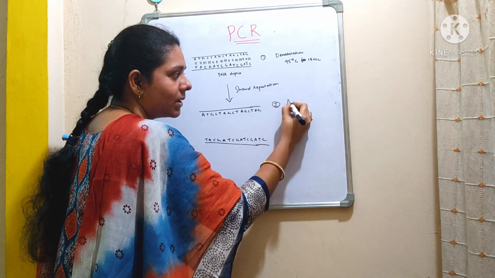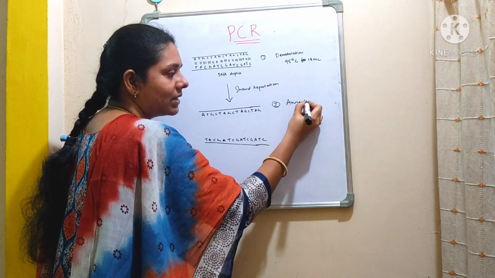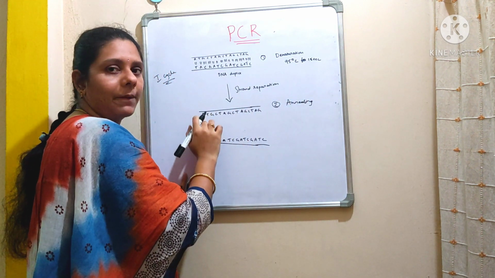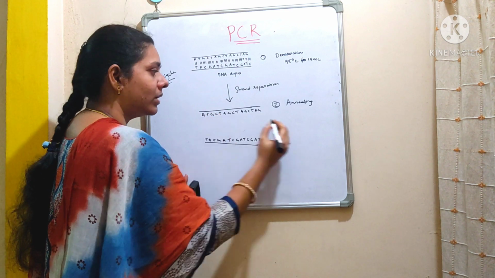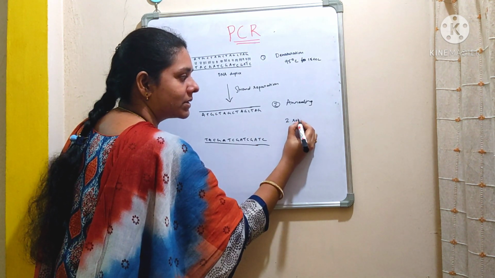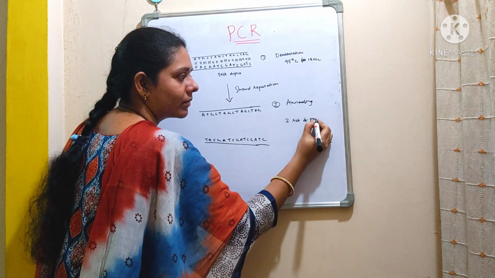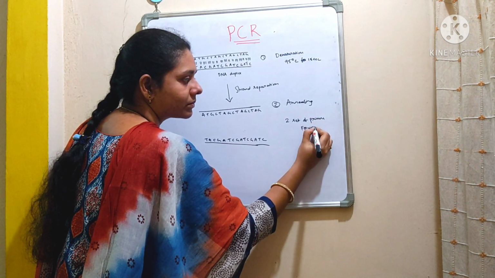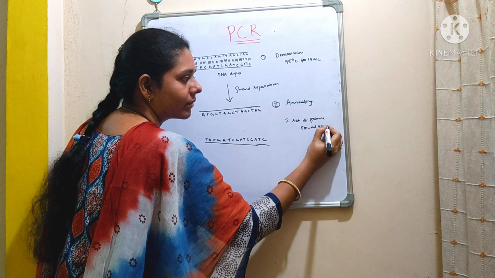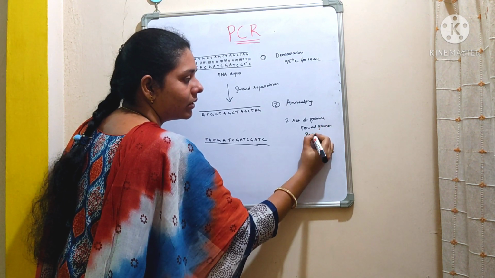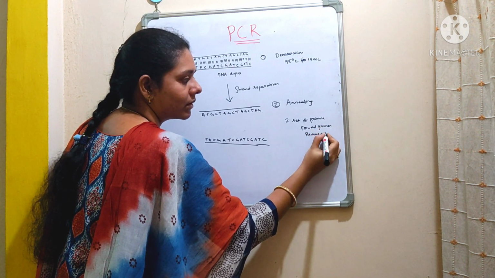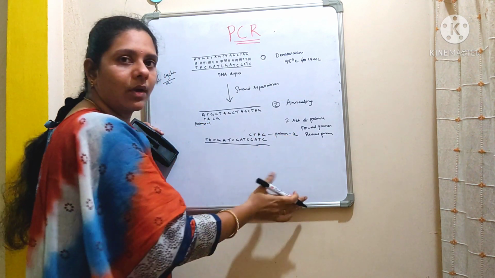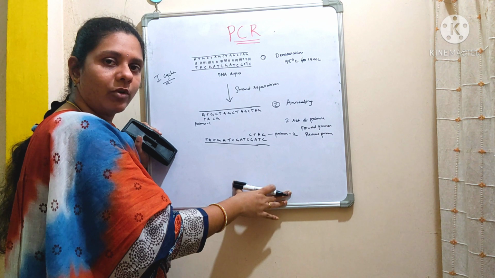And coming to the second step, which we call annealing, that is nothing but the hybridization of the primer with the template DNA. Here we are going to use two sets of primers: forward primer and reverse primer. Okay, in the second step, what happens?